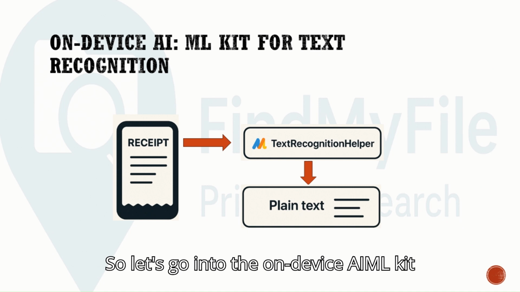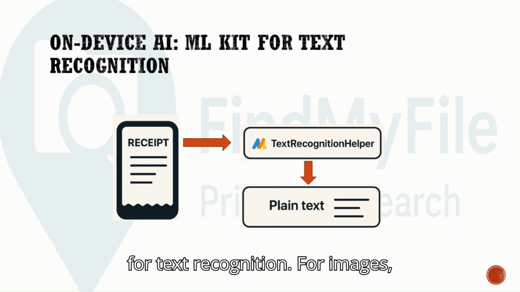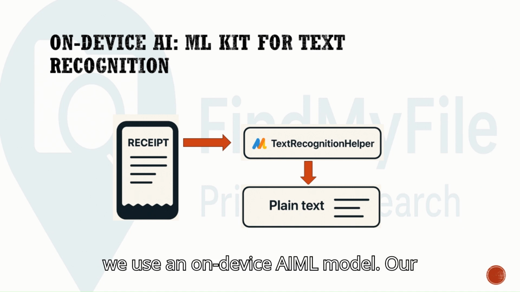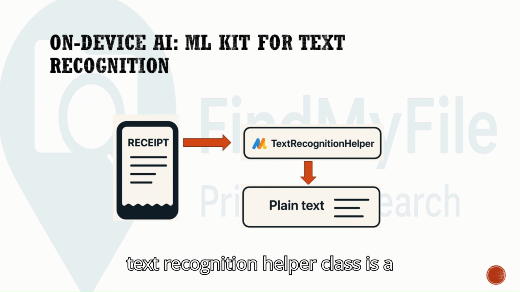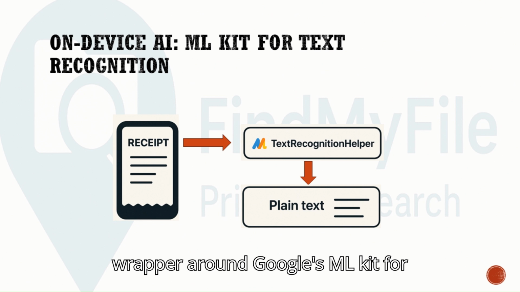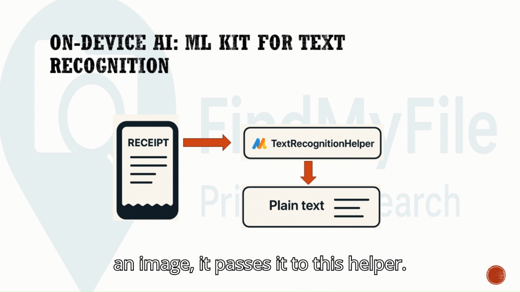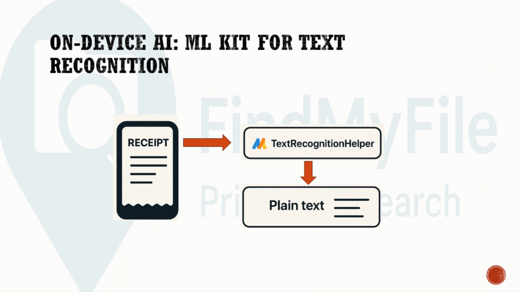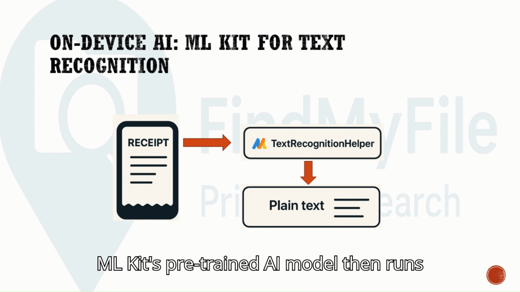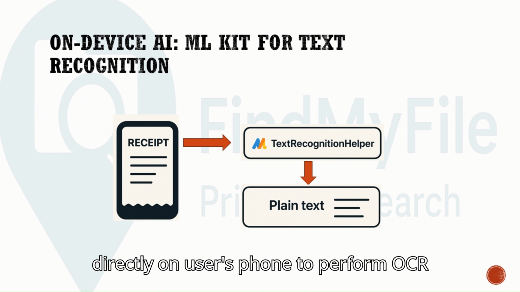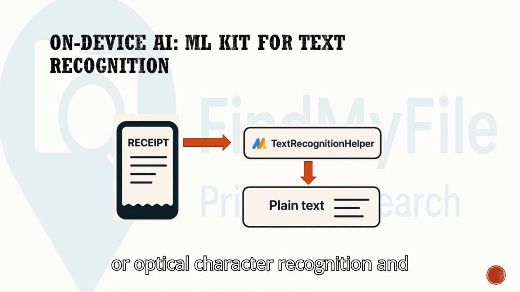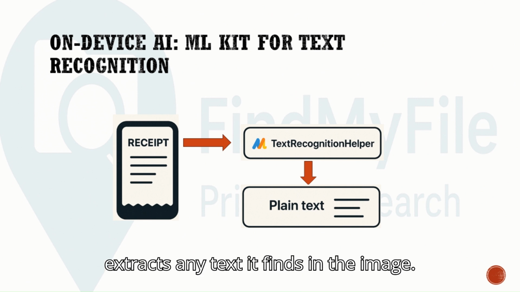So let's go into the on-device AI/ML Kit for text recognition. For images, we use an on-device AI/ML model. Our text recognition helper class is a wrapper around Google's ML Kit for text recognition. When the worker finds an image, it passes it to this helper. ML Kit's pre-trained AI model then runs directly on the user's phone to perform OCR, or optical character recognition, and extracts any text it finds in the image.